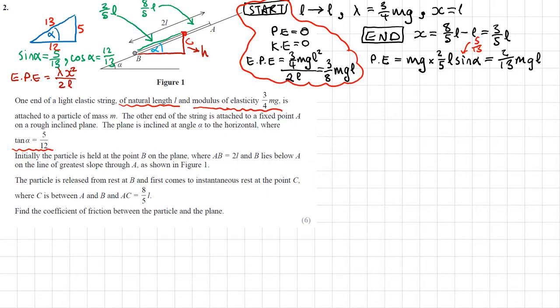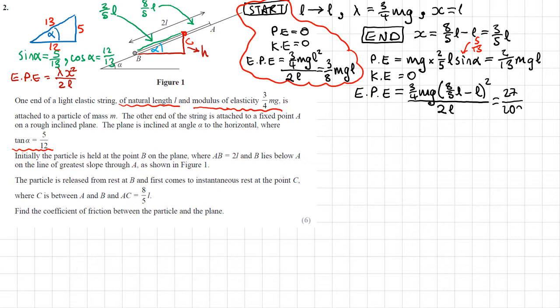Now it comes to instantaneous rest at C, so again there is no kinetic energy, that's 0. And that elastic potential energy is going to be lambda, which is 3/4 mg. The string is still in extension, its natural length is L. At this point its length is 8/5L, so 8/5L minus L is the extension, that needs to be squared, and then we divide by 2 times the natural length, so 2L. Now if we simplify all of that, we will get 27/200 mgL.